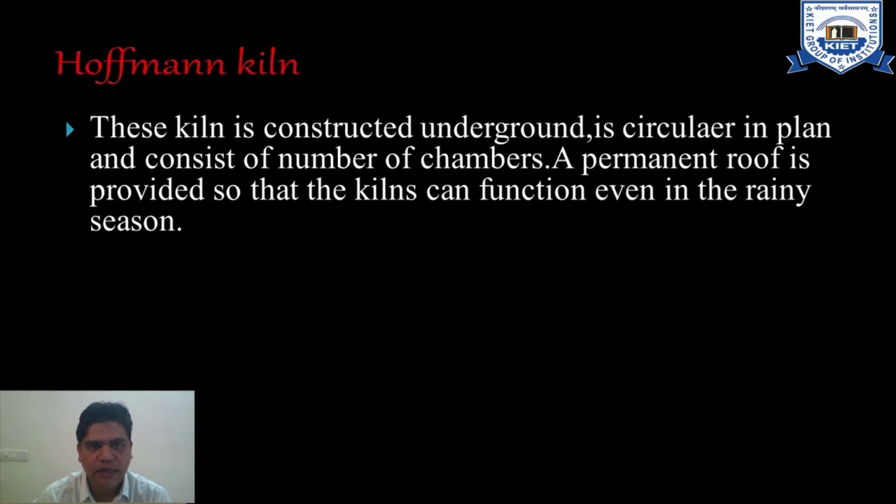Hoffman's kiln. This kiln is constructed underground, is circular in plan and consists of a number of chambers. A permanent roof is provided so that the kiln can function even in the rainy season.